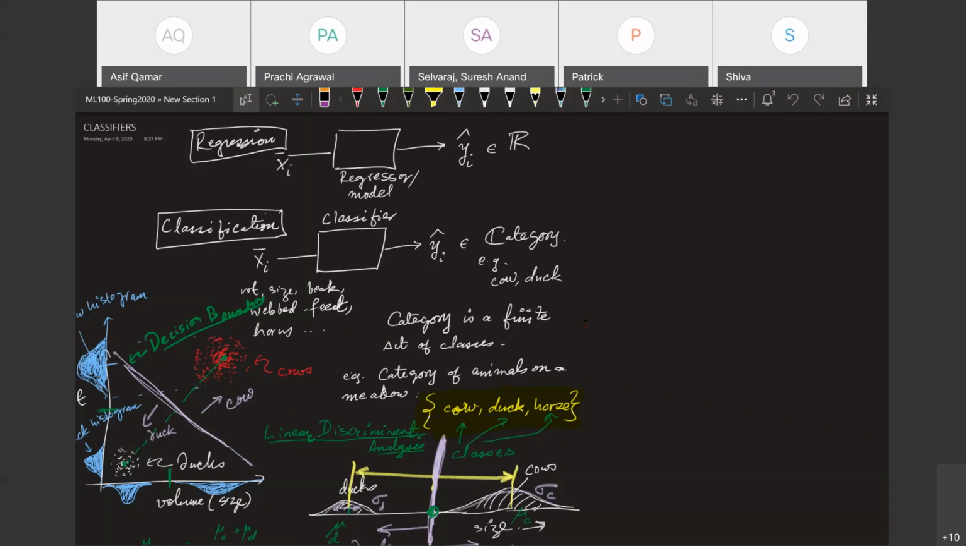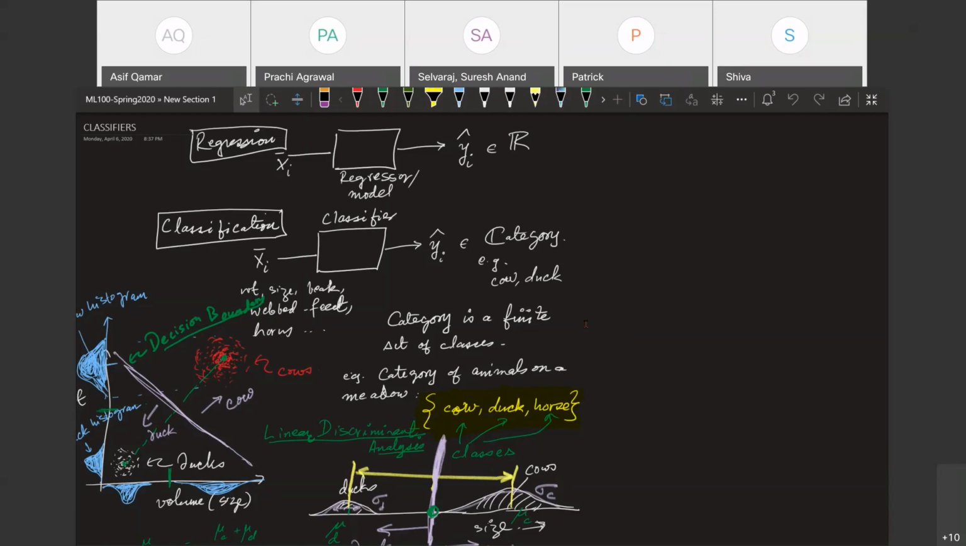Cow, duck, horse, we took that as an example. So here, cow and duck and horse, they're considered classes. And associated with them is a certain set of attributes, more or less, that gives you a notion or a concept that this is a horse, this is a cow, and so forth. Now, the set of all these classes must be finite, and it's called the category.